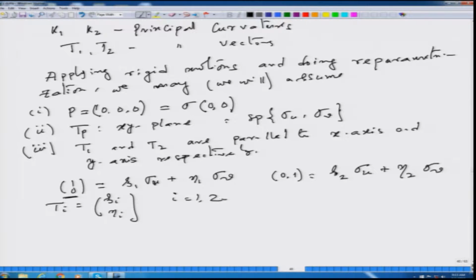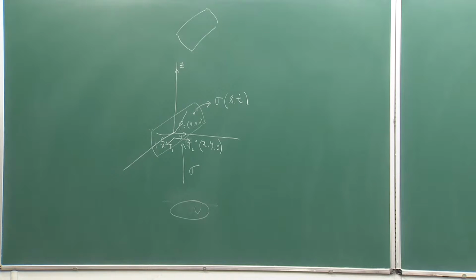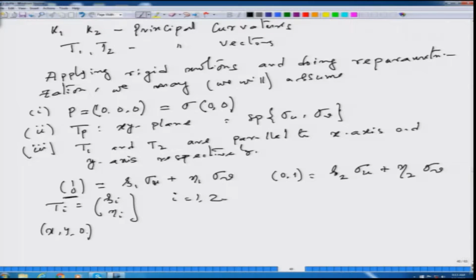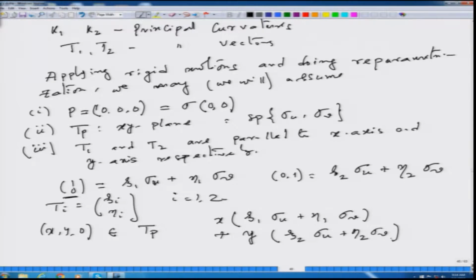Now, what happens to a particular point on the plane, x y 0? This is a point in the tangent plane, right. So, it can be written as x, why is so? Because x y 0 can be written as, so look at a point x y, this is 1 0, x into 1 0, y into 0 1, right. But 1 0 and 0 1 I have written in this form. So, this is really, I am in R 3. So, this is 1 0 0, right, this is 0 1 0.